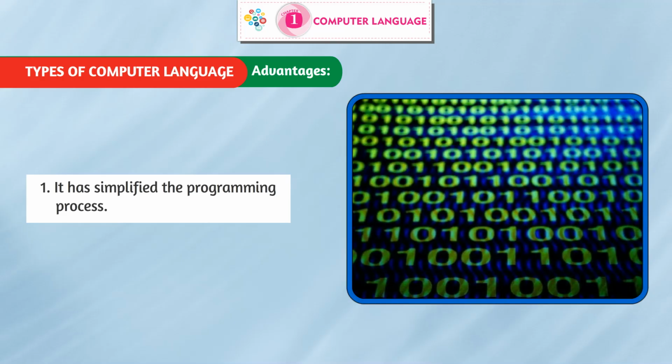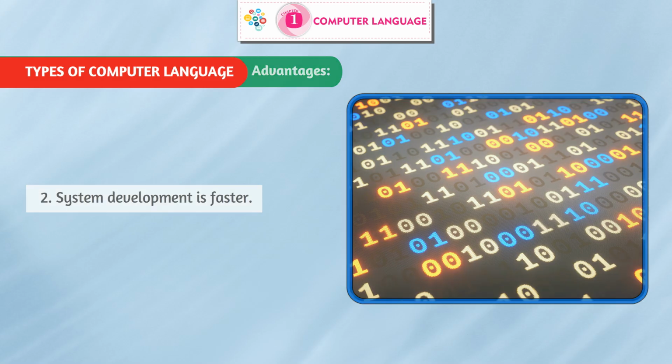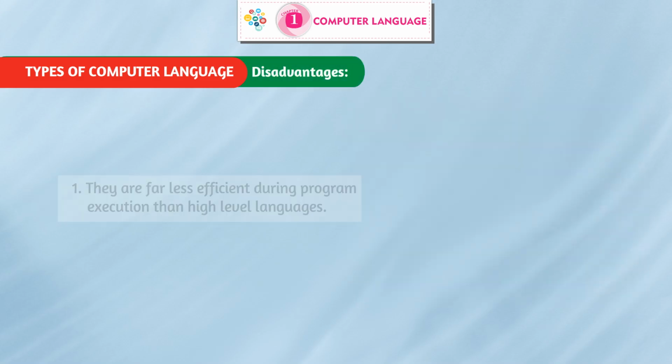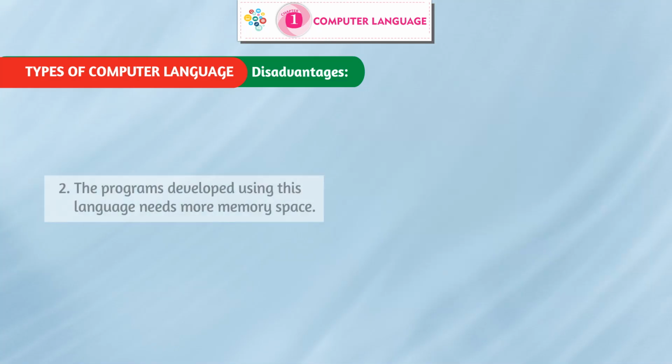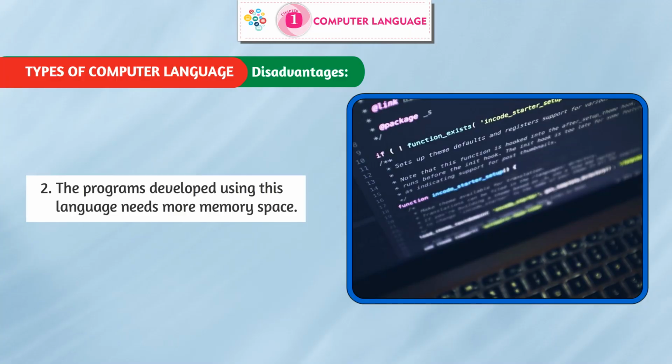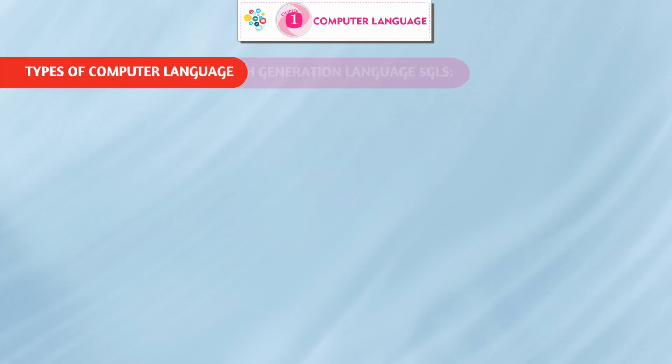Advantages: 1. It has simplified the programming process. 2. System development is faster. Disadvantages: 1. They are far less efficient during program execution than high-level languages. 2. The programs developed using this language need more memory space. Fact file: the oldest computer language still in use is Fortran, invented by John Backus in 1957.